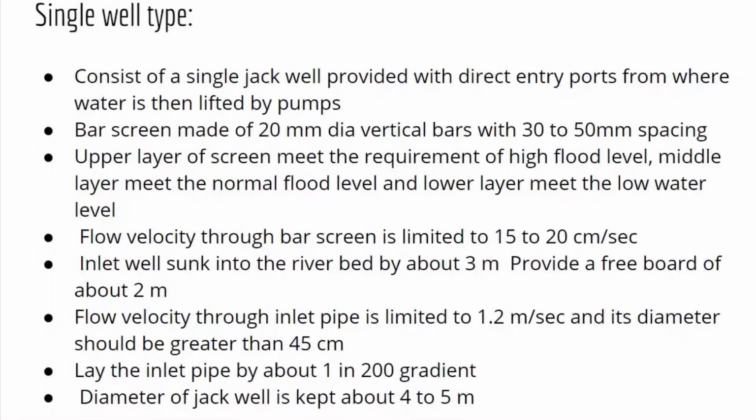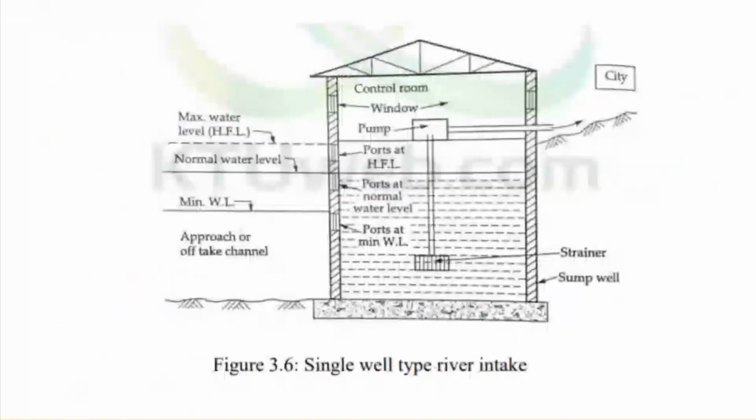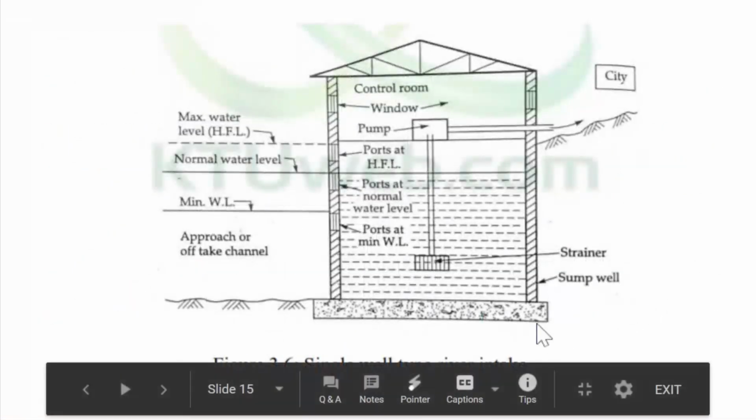The inlet well is sunk into the riverbed by 3 meter, providing a freeboard of about 2 meter. Flow velocity through the inlet pipe is limited to 1.2 meter per second, and its diameter should be greater than 45 centimeter. Lay the inlet pipe at about 1 in 200 gradient, and the diameter of the jack well is kept about 4 to 5 meter. Next, we will move on to the figure of single well type.